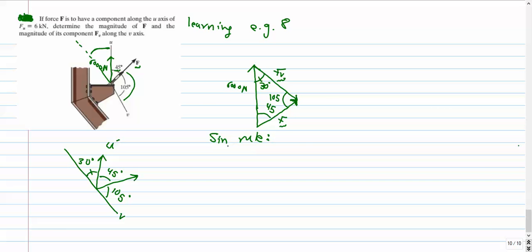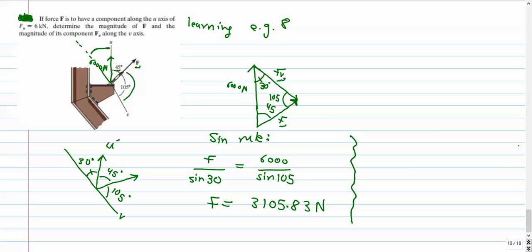So according to the sine rule, F over sine of 30 should be equal to 6000 over sine of 105 degrees. And the value that we get for F is equal to 3105.83 newtons.